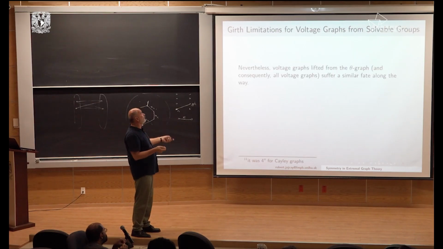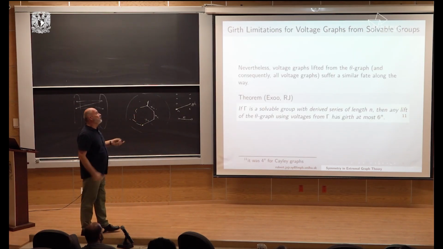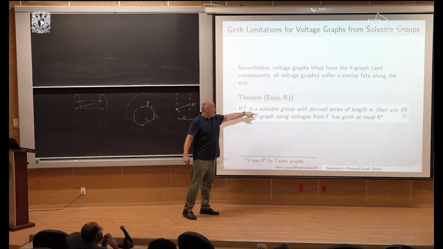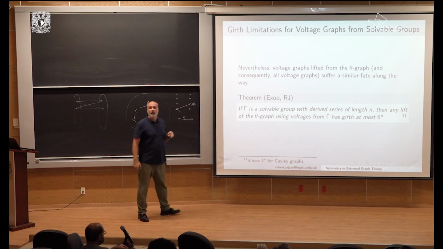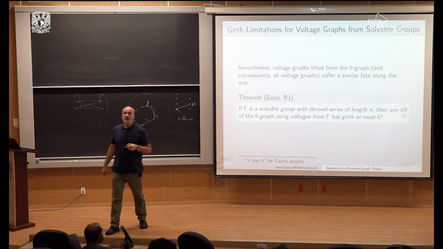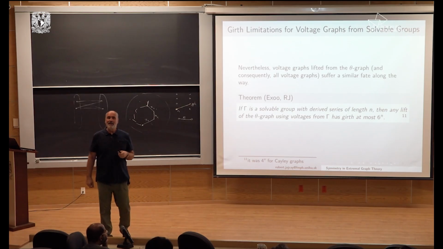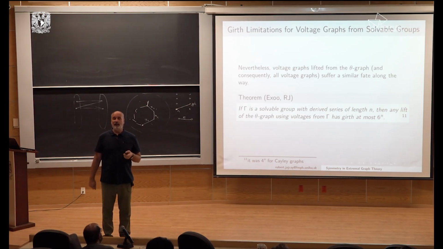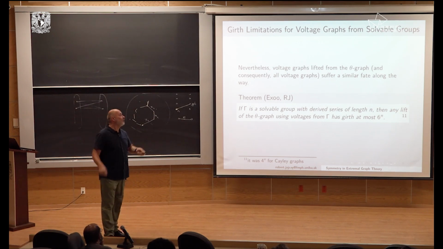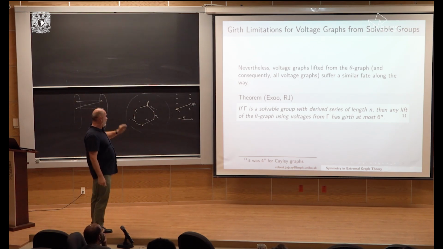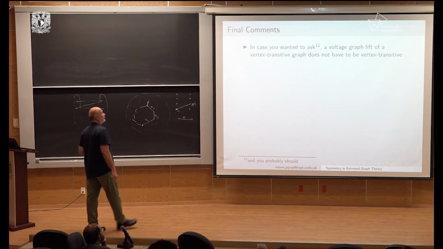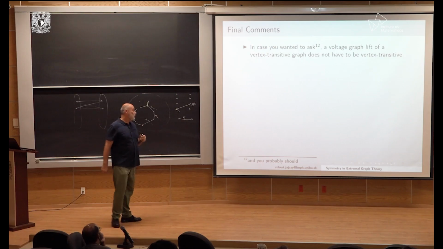Very quick explanation. So now you can see the comparison. If you use voltage assignment from a solvable group, instead of 4 to the n, the largest possible girth, it's 6 to the n. That's why the voltage graph guys beat the Cayley graph guys, because you can simply go further with the same thing. And I think I should now finish. Final comments.